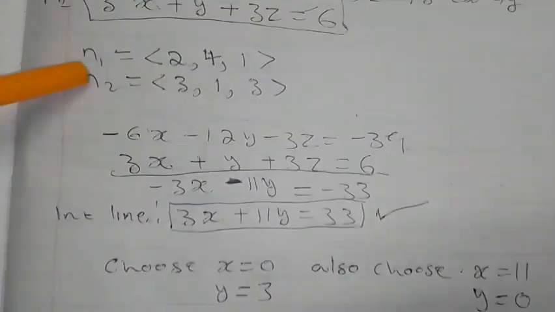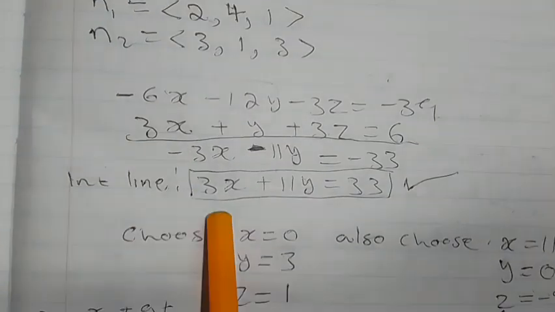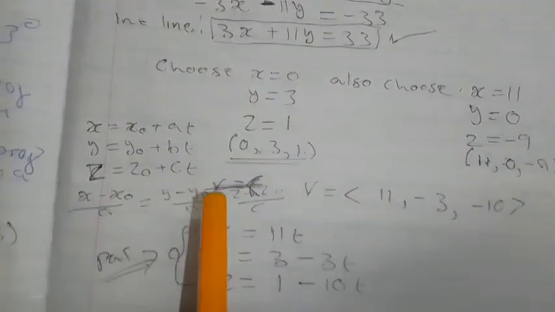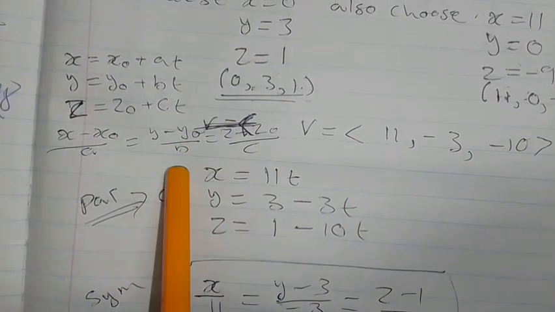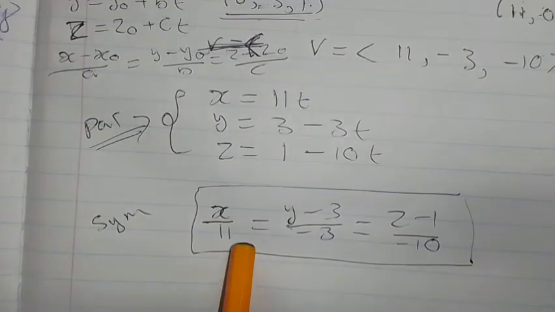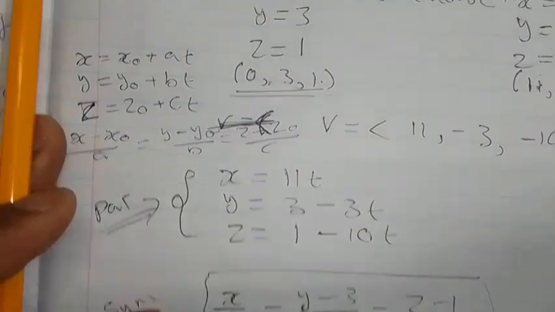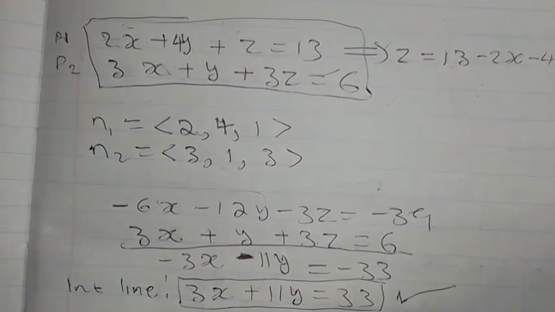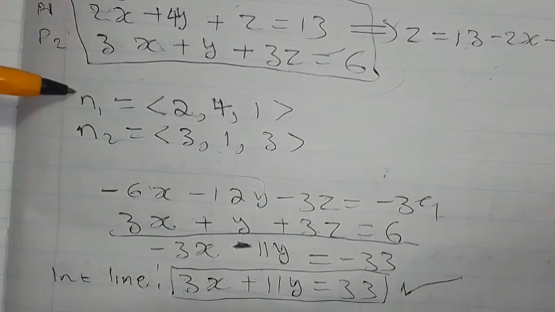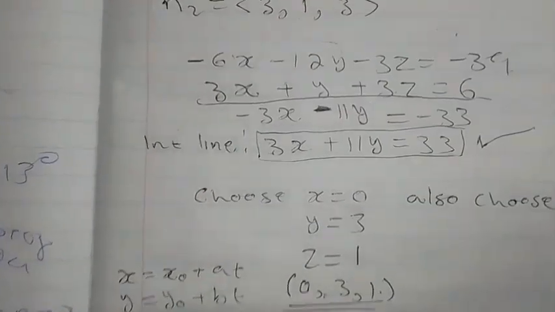So these two planes will intersect in this line, and the parametric equations of that line are this one, and the symmetric equations of that intersection are this one. So you can play around with these things. So that's about the intersection of planes, and don't forget that these coefficients will give you the normal vector of the planes. Good luck.